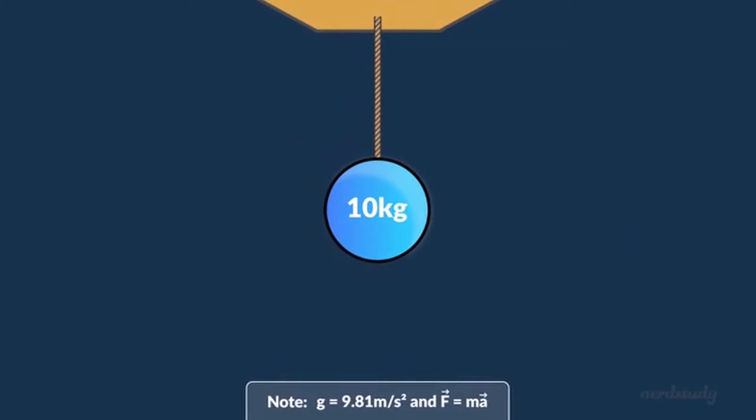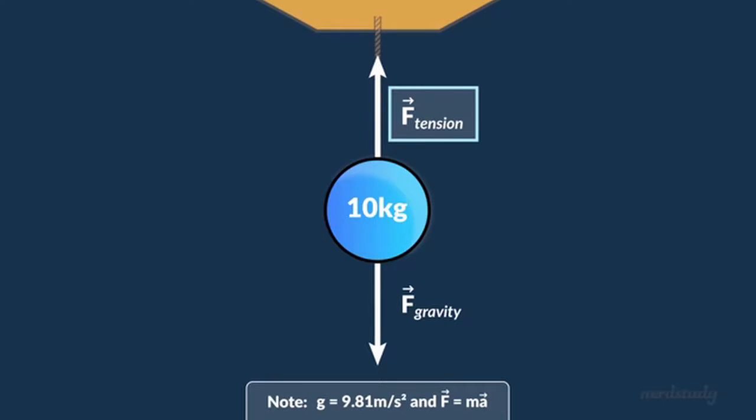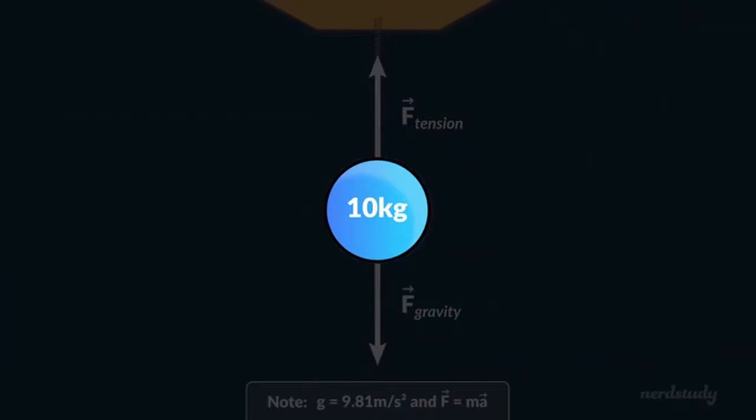First of all, we have to look at the forces that are acting on the ball. One of them is obviously gravity. What other forces are there? Well, there's really only one other force, the force of tension. More specifically, it's the tension force being applied by the rope onto the ball. And since the ball isn't moving, the forces must cancel out.